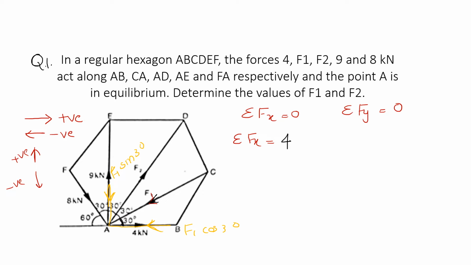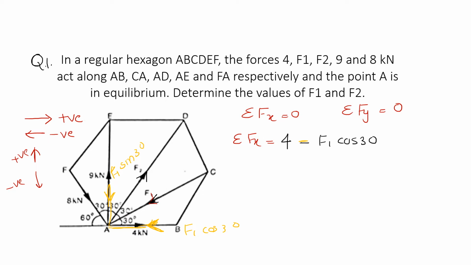So if you resolve the force F1 in horizontal and vertical components, the horizontal component is F1 cos 30 and the vertical component is F1 sin 30, and the arrow direction is also important. Here the horizontal component is F1 cos 30 and it is acting in the leftward direction, so it's negative, minus F1 cos 30. Next one is F2.